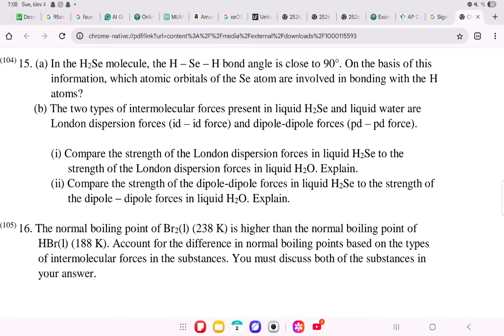So basically, Se is less electronegative than oxygen. Due to this, the dipole-dipole forces of H2O are stronger than that of H2Se. Okay? So this is what they wanted us to know.